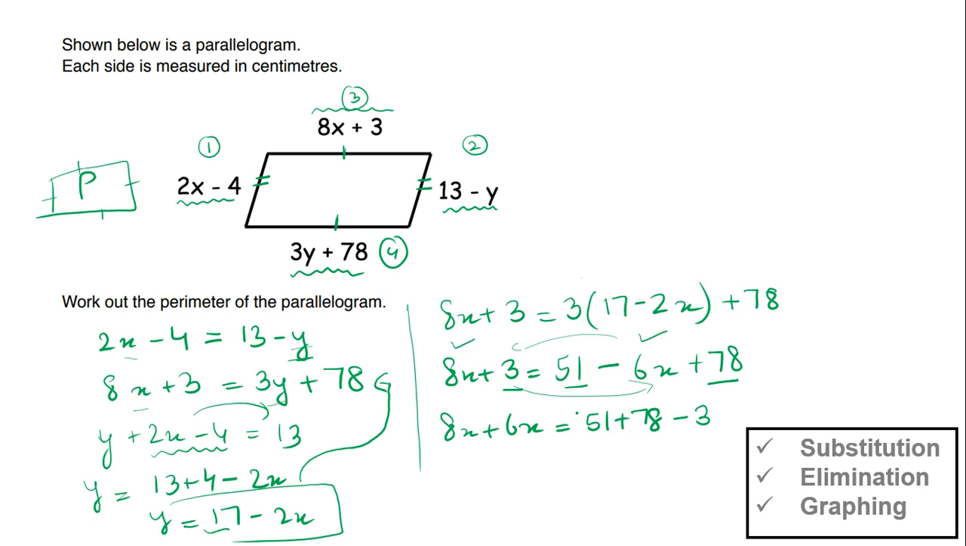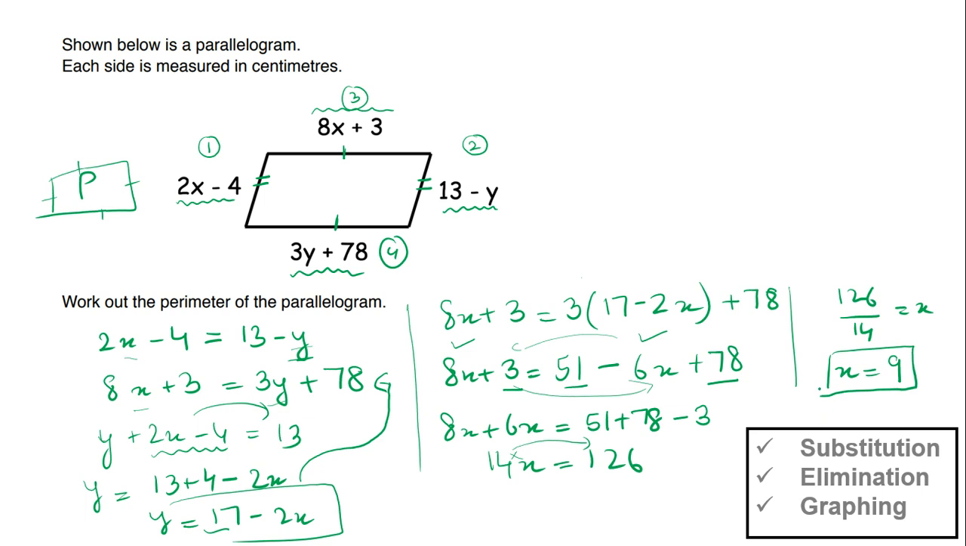Now I'm going to do 8 plus 6. That gives me 14x is equal to, now I have to do 51 plus 78 minus 3. That gives me 126. Now I need to figure out my x, so I'm going to take my 14 to the other side. 14 is in multiplication here. When I take it to the other side, it turns into division. So I'm going to do 126 divided by 14, and that is going to be equal to my x. So if I figure that out, 126 divided by 14, it gives me a 9. Now my x is equal to 9.